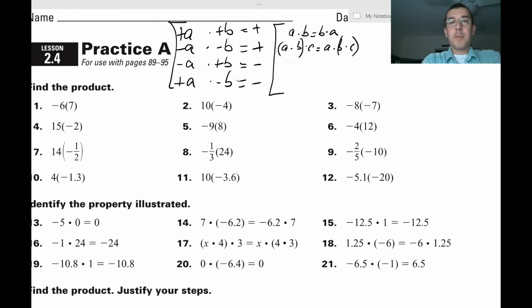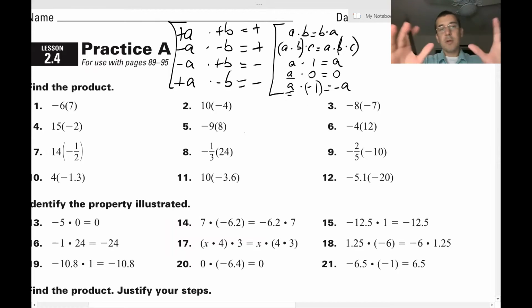Then we have three other properties when you're multiplying a number with 1, with 0, or negative 1. So when you're multiplying a number with 1, you get the same number. So any number times 1 is that same number. When you're multiplying a number with 0, you get 0. Doesn't matter what the number is. Any number times 0 is 0. Then when you're multiplying a number times negative 1, you get the opposite of that number. Okay. So those are the main concepts of this section 2.4. So let's start solving problems.